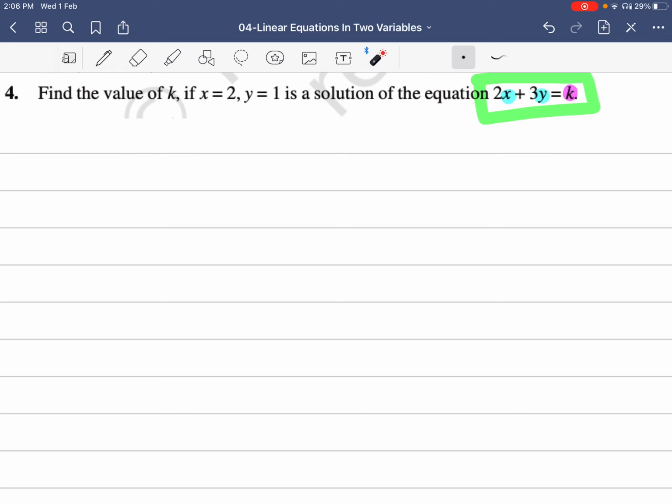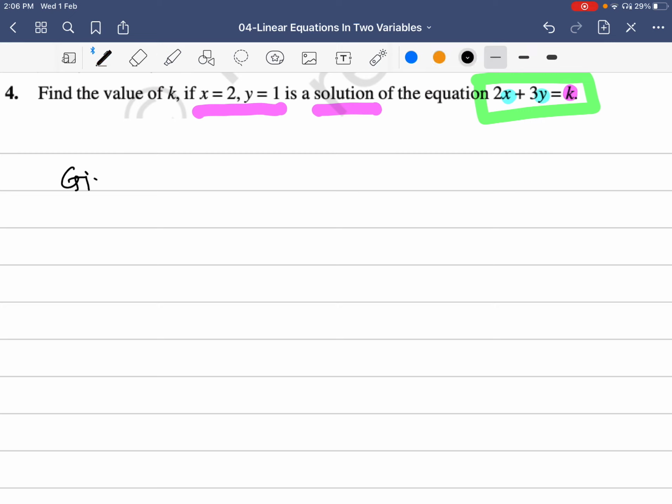There is an important piece of information that is given in this question. And what does it say? That this x equal to 2 and y equal to 1. Let's highlight it. x equal to 2 and y equal to 1. These are the solution of the given equation. Which means if you put x equal to 2 and y equal to 1, it satisfies the equation. Okay, it's a valid solution for this equation. So all we have to do is just substitute these values.